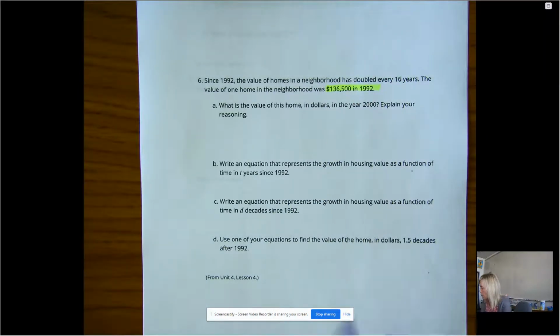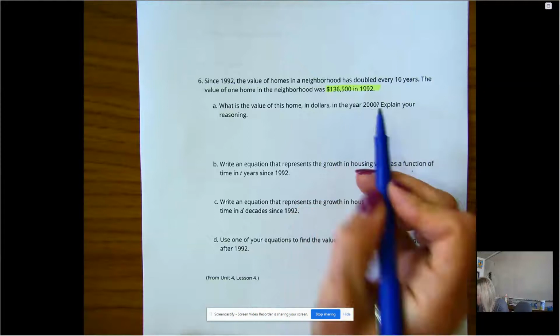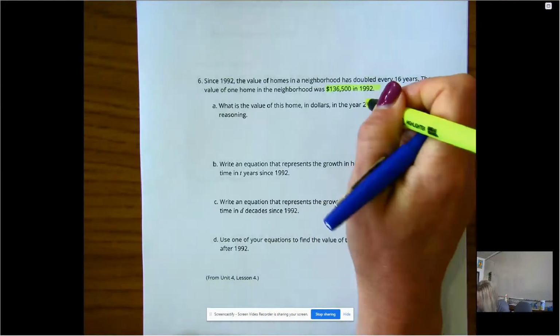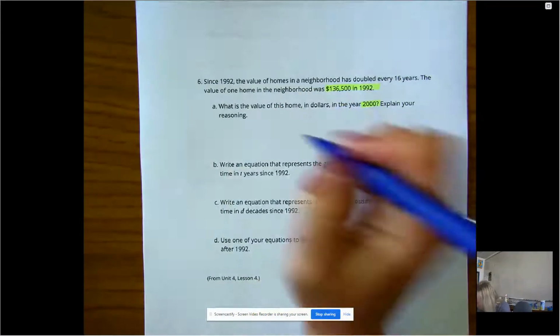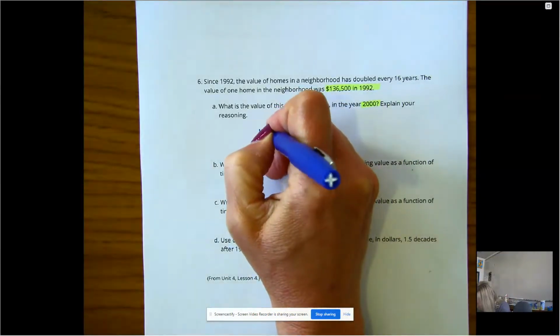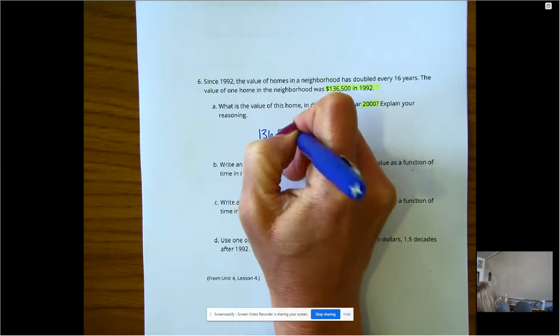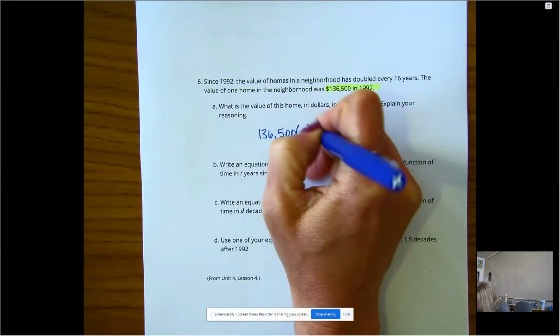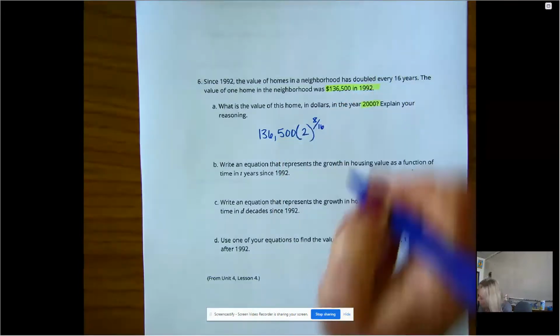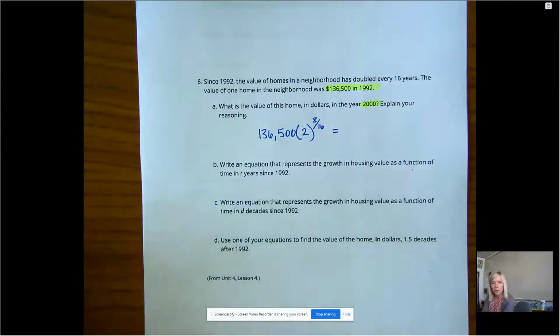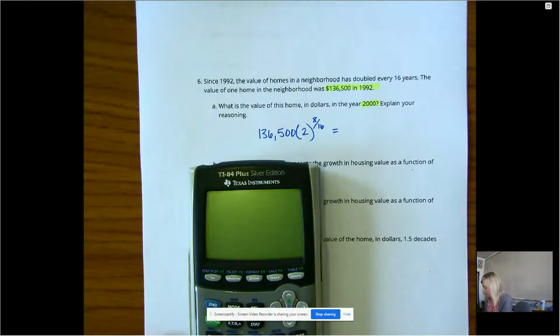What is the value of this home in dollars in the year 2000? Well, the year 2000 is 8 years after 1992. So out of that 16-year time period it takes to double, this has happened in 8 years. So that amount, 136,500, is doubling, but only for 8 years out of those 16 years. Okay, so I'm going to use a fraction exponent since it's not the entire time period.